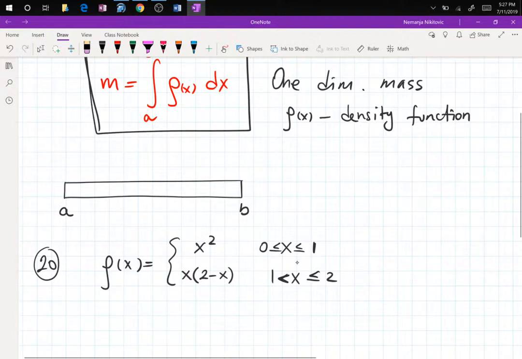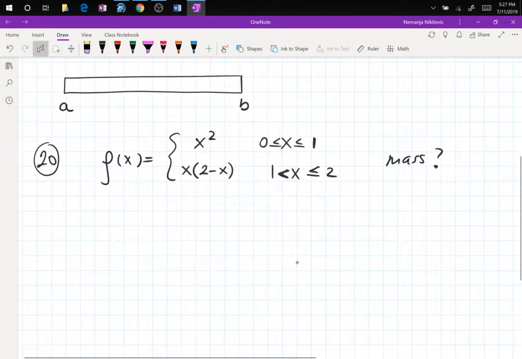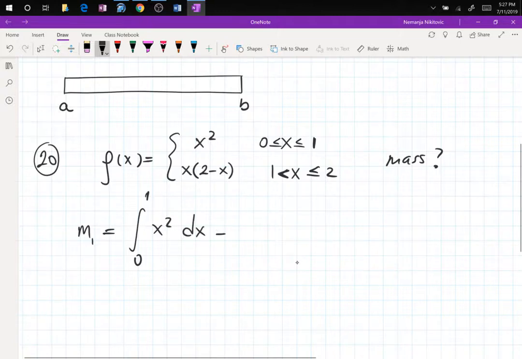The question is, what is mass? Well, you have a piecewise function, two pieces of a function, so you have to compute each one individually, and then you add the two masses. Your first integral for mass 1 is going to be the integral from 0 to 1, because that dx is stuck between 0 and 1, and your function rho is x squared, and you have dx.